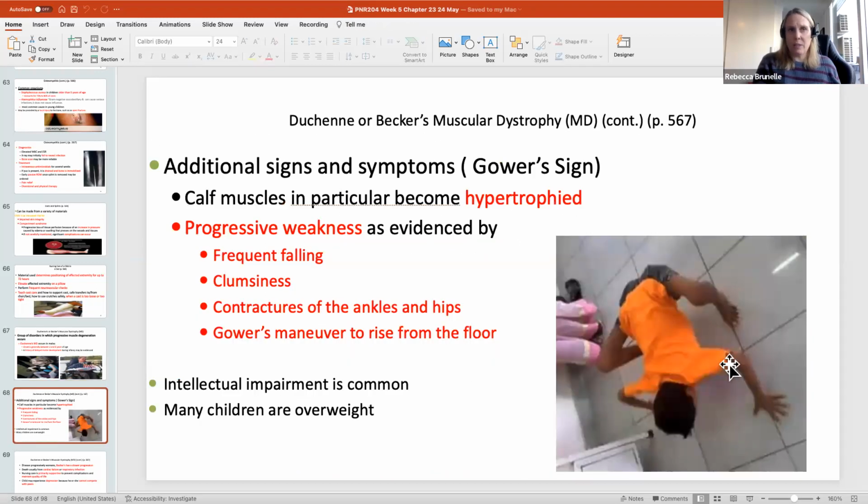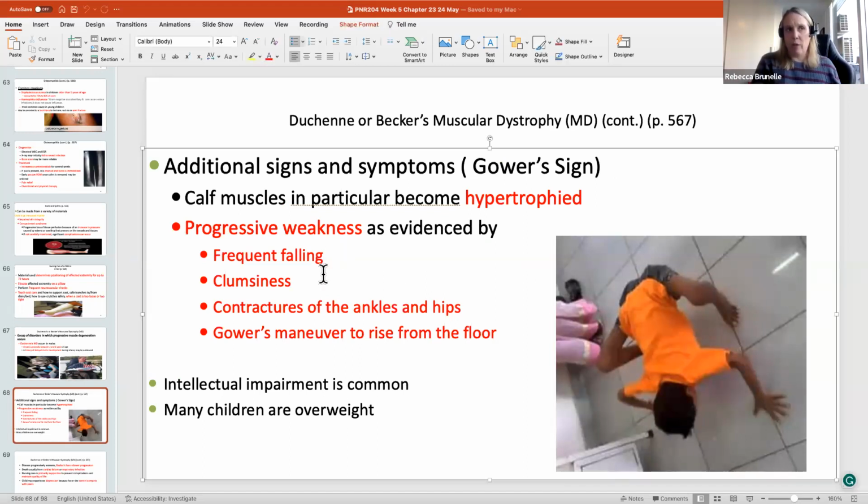This picture here is called Gower's sign. This is the position the kid gets into after he falls and he's trying to get back up. You can't really see it, but they have hypertrophied calf muscles because they are using those muscles more than normal to help themselves get up after they fall. So it's progressive weakness characterized by frequent falling and clumsiness. They can end up with contractures. If you see this, you would be concerned about muscular dystrophy.